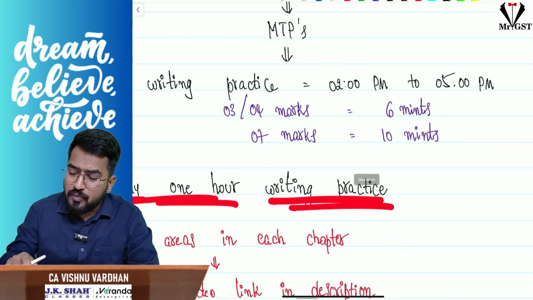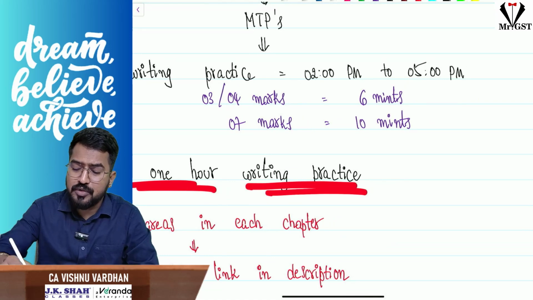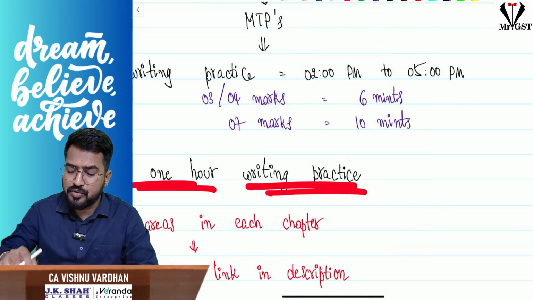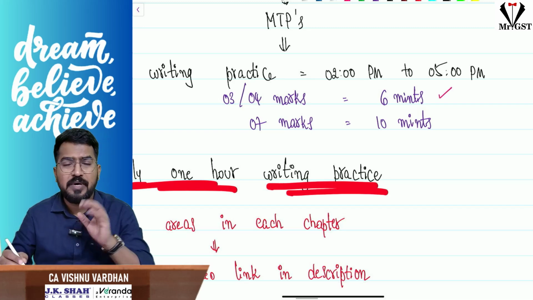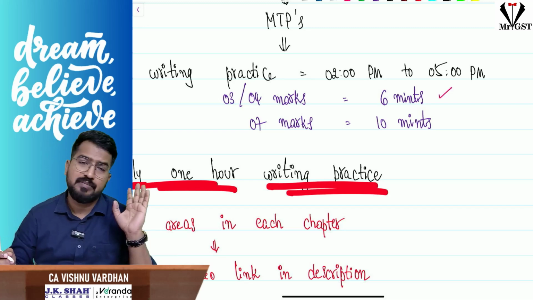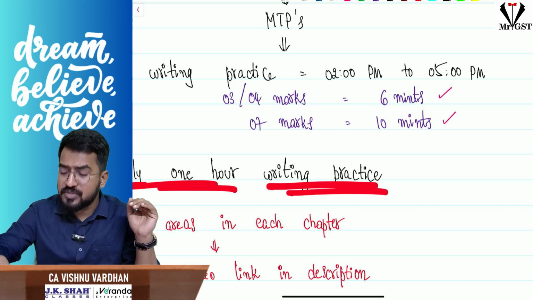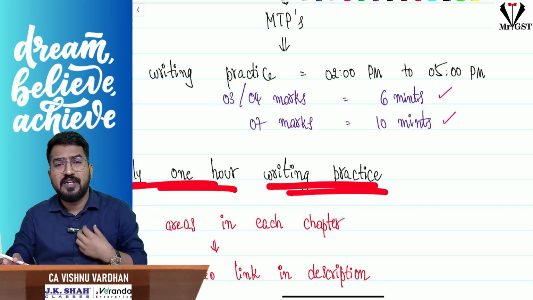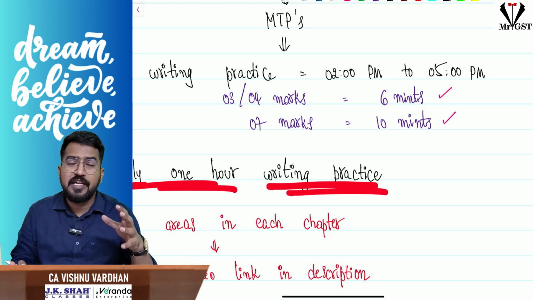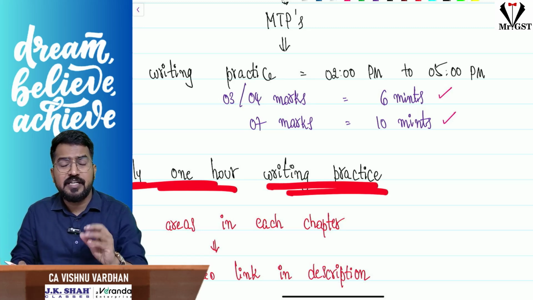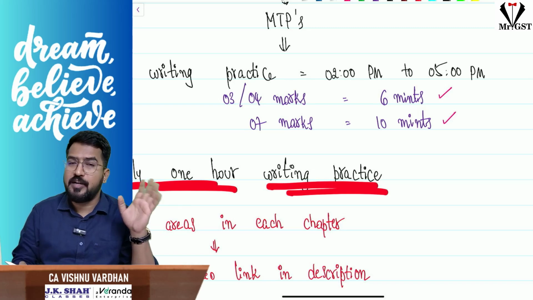Now here, one very important point which I want to share with you is the time limit. How much time limit should you take? Sir, for a 3 to 4 mark question, you should be spending 6 minutes for writing, and for a 7 mark question, it should be 10 minutes. You might be feeling like, sir, what is this? This is very less. But understand, this is the ideal time if you want to cover the 100 marks paper.